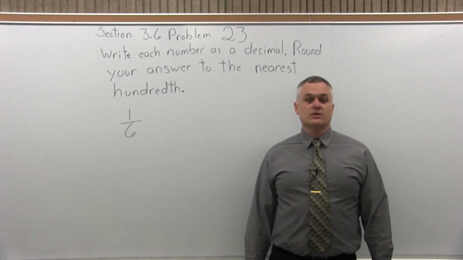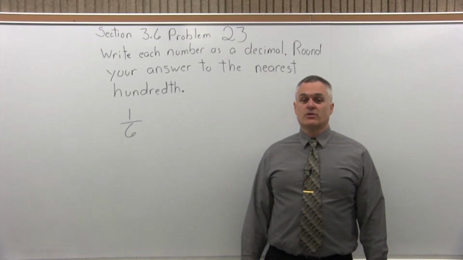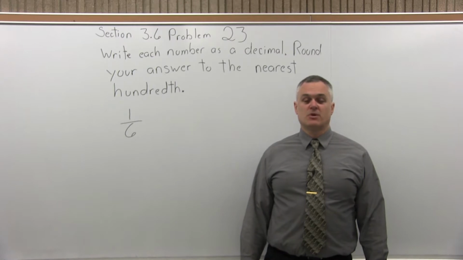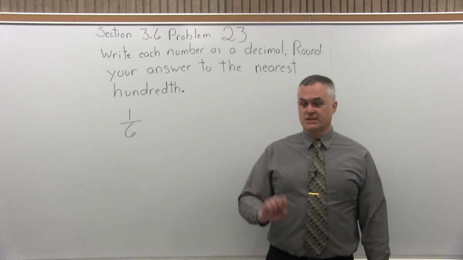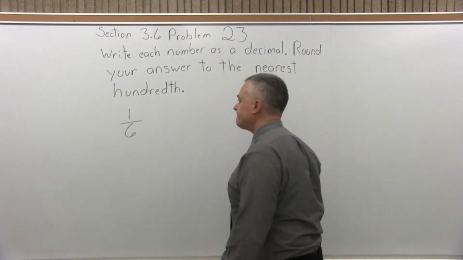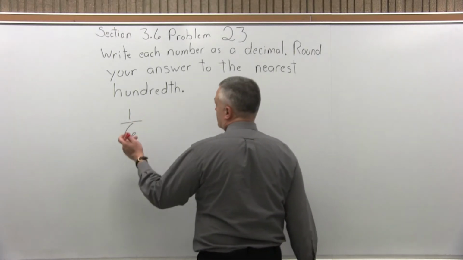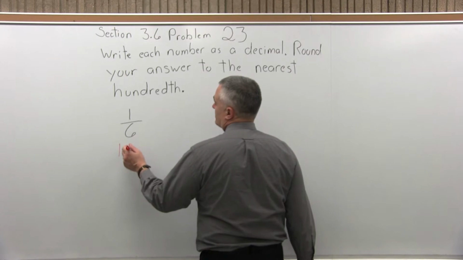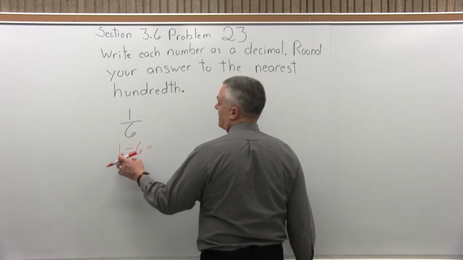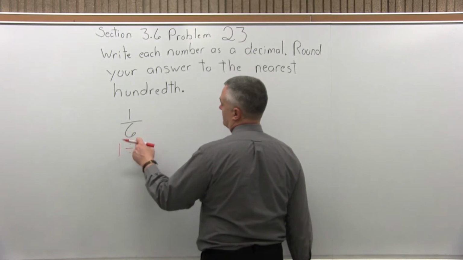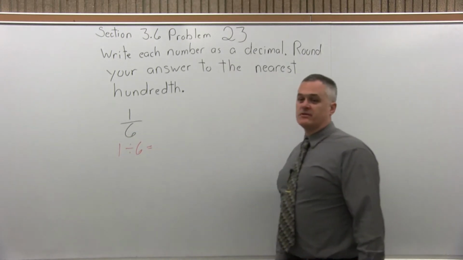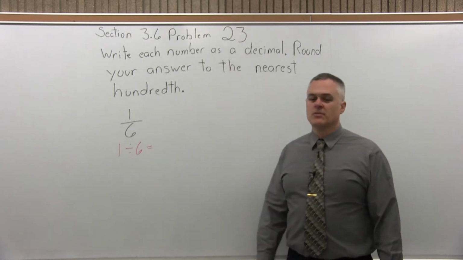This is Section 3.6, Problem 23. It says write each number as a decimal, round your answer to the nearest hundredth. So nearest hundredth is 2 places after the decimal. So I have 1/6. Now, as I've mentioned with most of these others, if you happen to have a calculator, just do the numerator, which is 1 for this one, divide by the denominator, which is 6, equals, and the calculator gives you the answer. If you have to round it, round it.